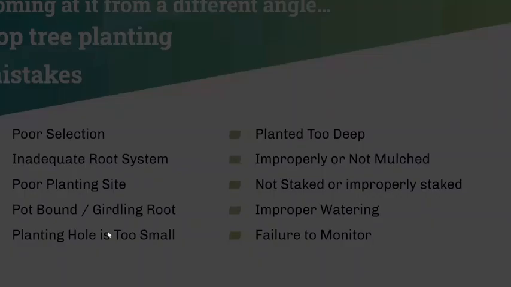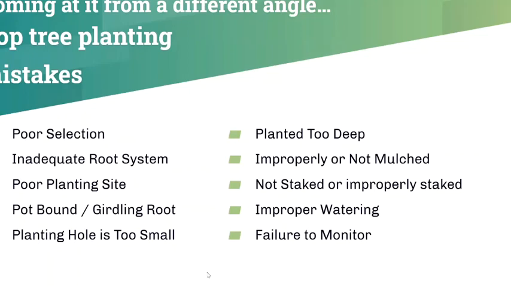So this is what we talked about. We're going to be looking at it a little bit differently. We had some examples of poor selection, and we looked at bad root systems. We saw some really poor planting sites, and we're not going to make those mistakes. We saw tree roots that were pot bound, and we saw girdling roots. We didn't see a planting hole that was too small, but we've talked about planting holes that are too deep.